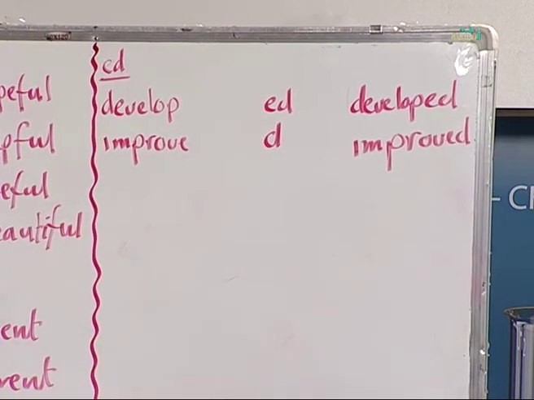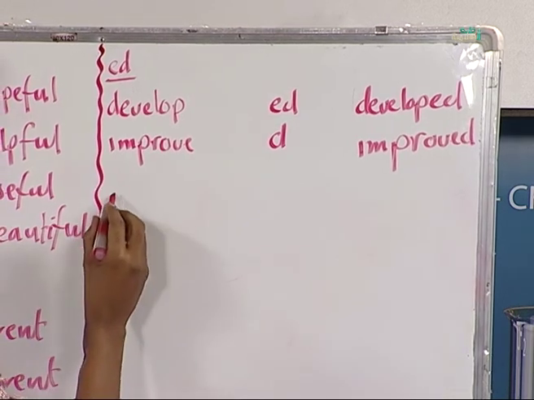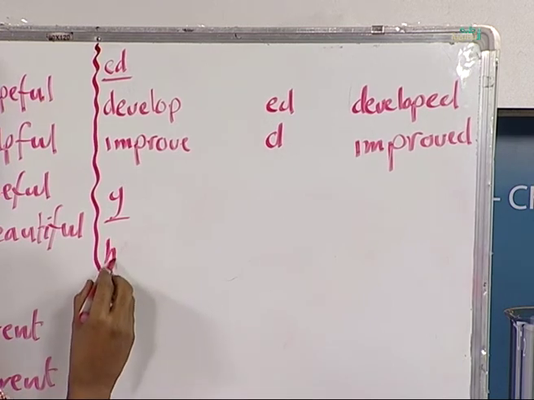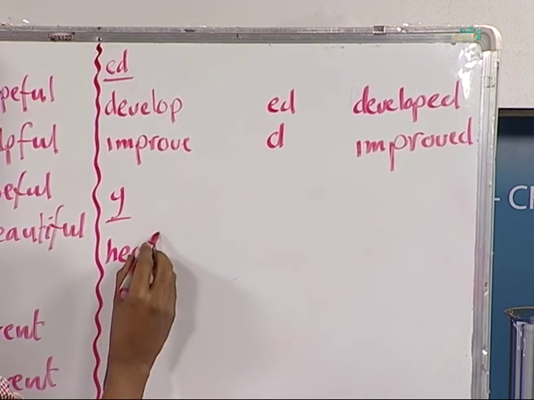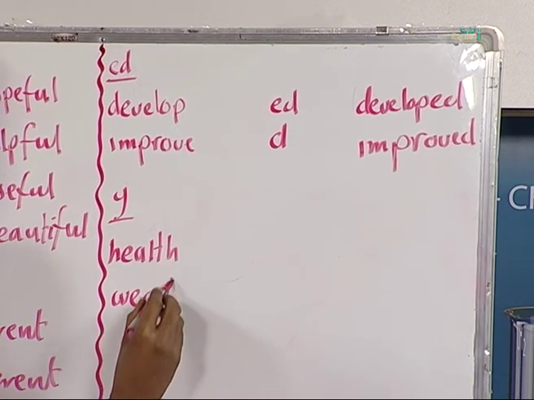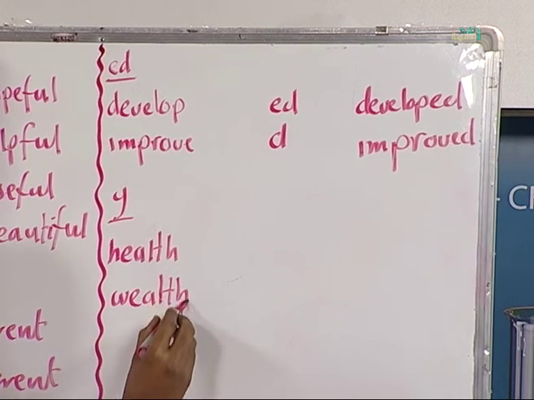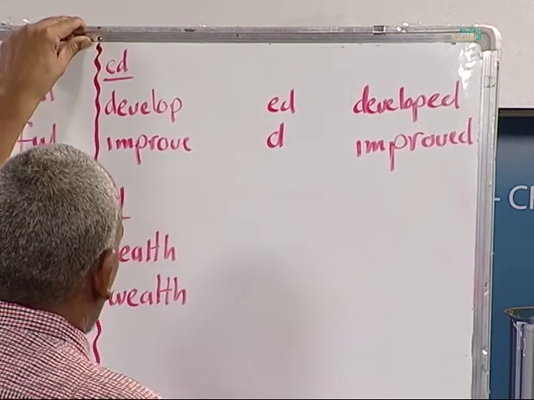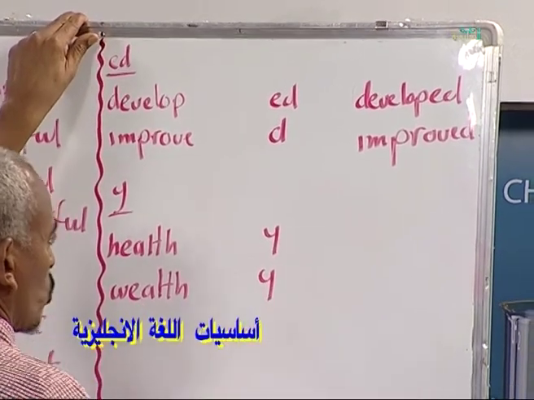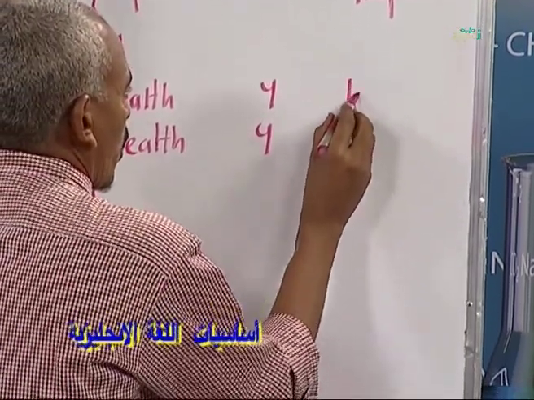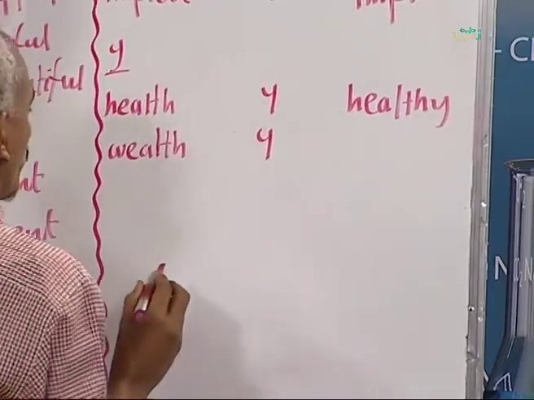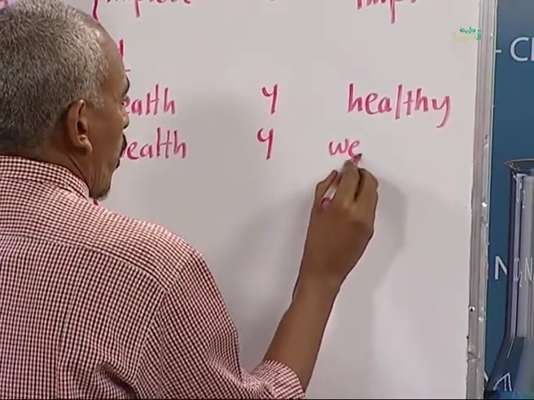We have Y, for example. Health. Here, health is a noun. Wealth. Wealth is a noun. We add the letter Y. Here it's going to be healthy. Healthy. This is an adjective. Wealth, wealthy.